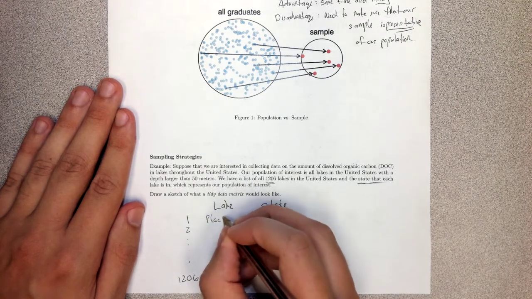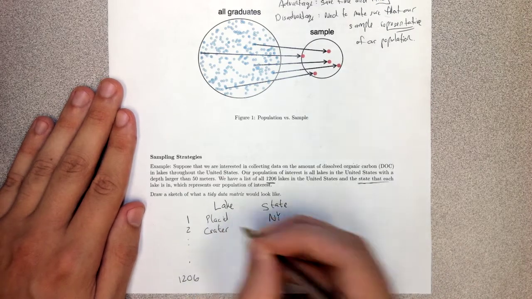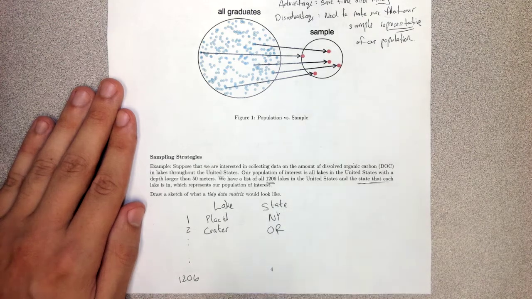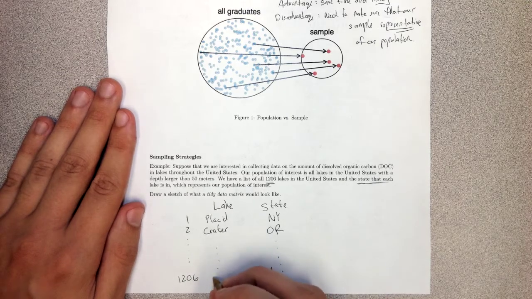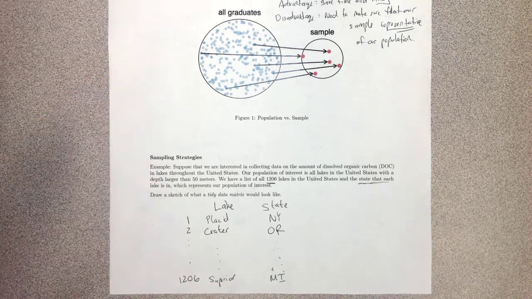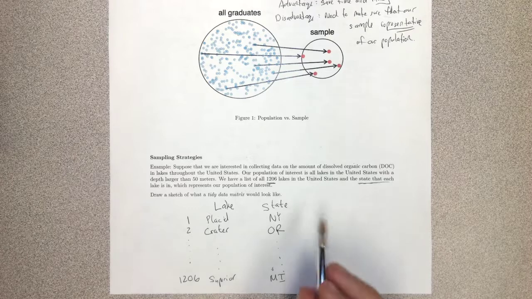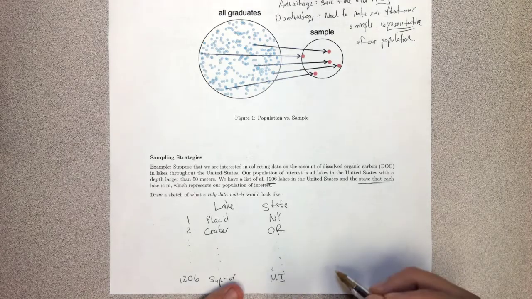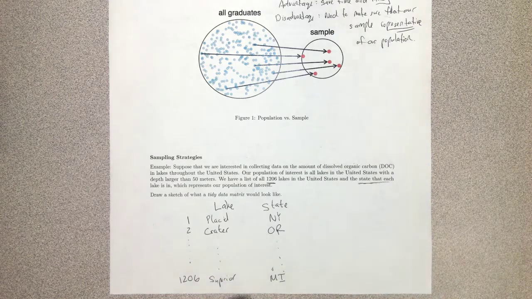So maybe Lake Placid is in New York. I lived in Oregon, so Crater Lake I know is in Oregon, and I know that that has a depth bigger than 50 meters, and then we go all the way down the list to maybe Lake Superior, which is going to be in Michigan. Okay, so that's kind of what our population looks like. Notice that we don't have a column for dissolved organic carbon because we don't know what that is for each lake, and we know that we're not going to do a census, and so we're only going to measure some of these lakes. Only those lakes are going to have a measurement for dissolved organic carbon.